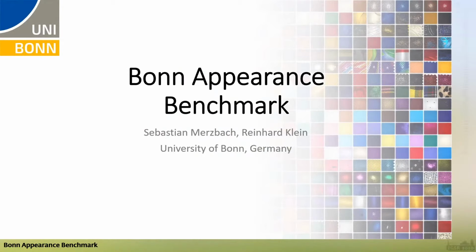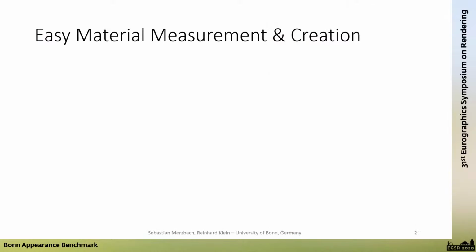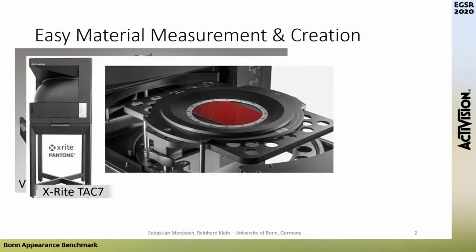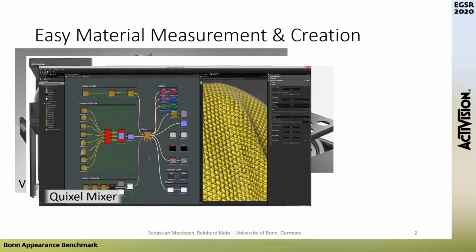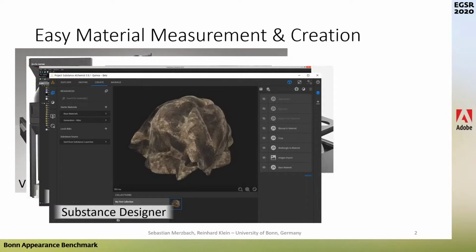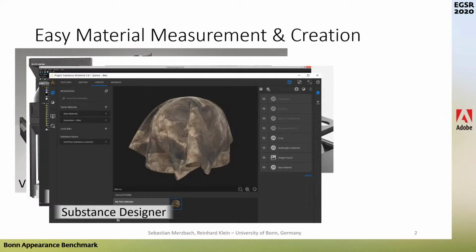Welcome to our presentation. I'm Sebastian Merzbach and I will present work by Klein and me at the University of Bonn in Germany. Recent years have brought efficient new ways of both measuring and artistically authoring new materials. Measurement devices like the Viso X-Tex or X-Rite's Tech 7 scanners allow for fast material acquisition with very little training effort. Software like Quixel Mixer or Adobe Substance Designer provide artists with sophisticated tools for composing realistic materials from existing resources or even from their own smartphone photos.